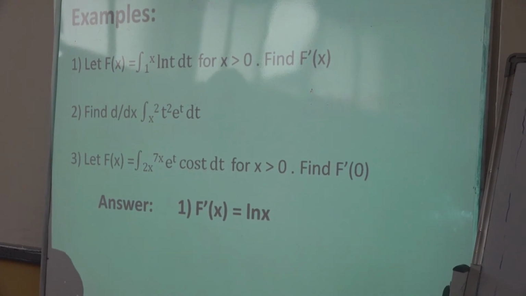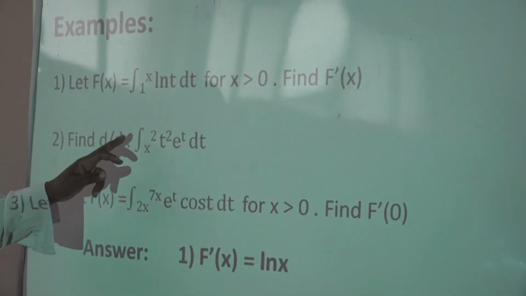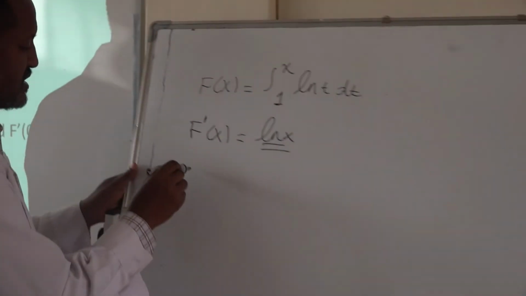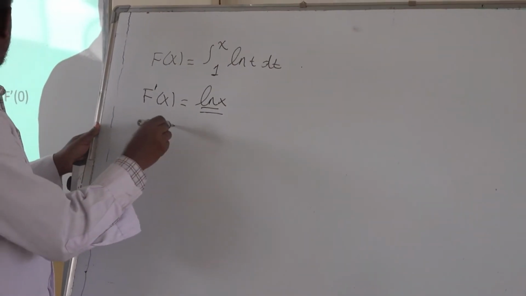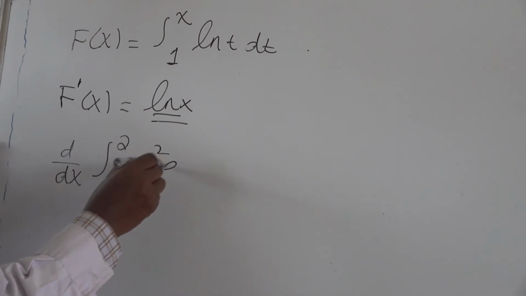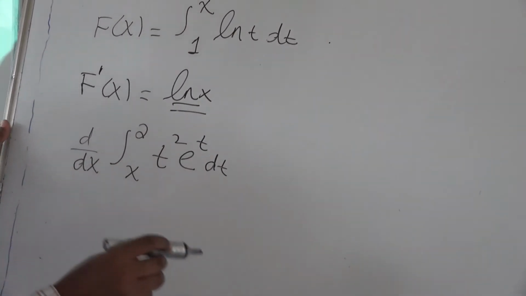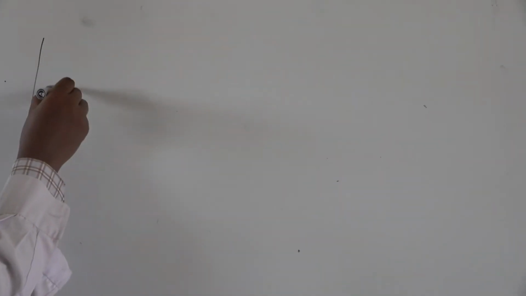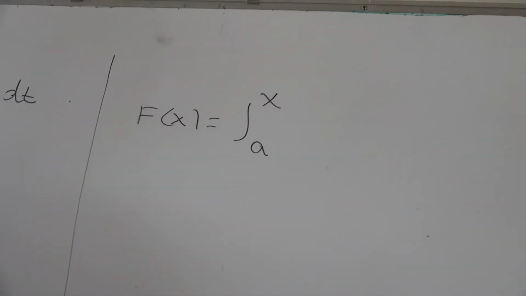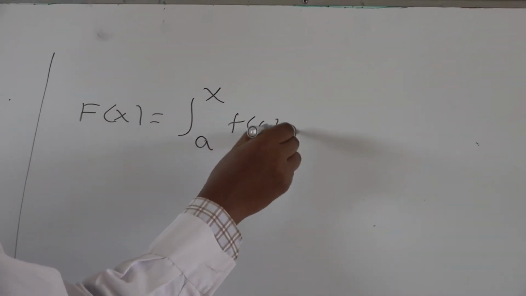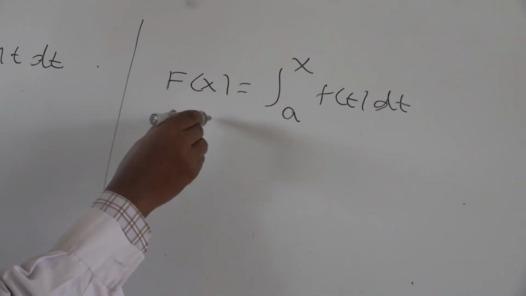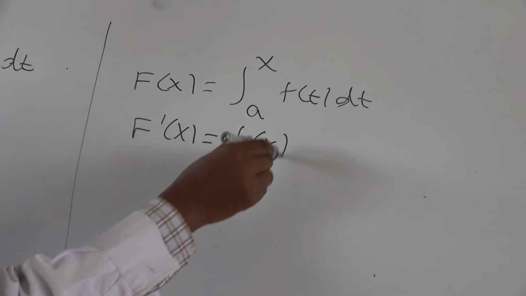The second one, find the derivative of this function, the integral from x to 2 of t square e power t dt. The question is find the derivative with respect to x of the integral from x to 2 of t square e power t dt. As you remember, the fundamental theorem of calculus 1 says if capital F of x is written in the form integral from a to x of f of t dt, here the lower limit of integration is constant, the upper is a variable. If that is so, F prime at x is small f of x.